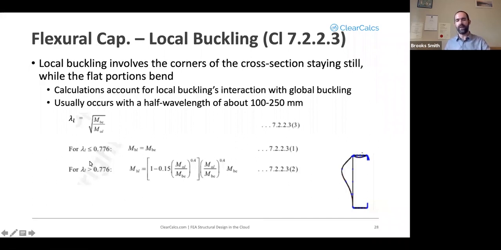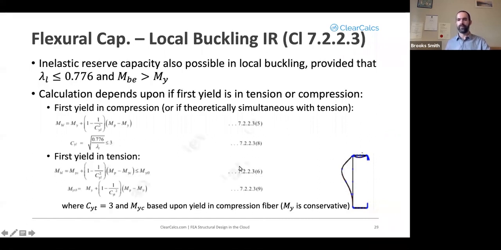You then take that, and depending upon your value of lambda sub L, the local buckling overall capacity is going to be equal to either MBE or the equation shown here. However, you also have an inelastic reserve capacity that you can make use of in local buckling, similarly as you did for global buckling. If your lambda sub L is less than 0.776 and your global buckling capacity is greater than the yield capacity, essentially if local buckling or global buckling are unlikely to occur, then you can make use of this local buckling inelastic reserve capacity.